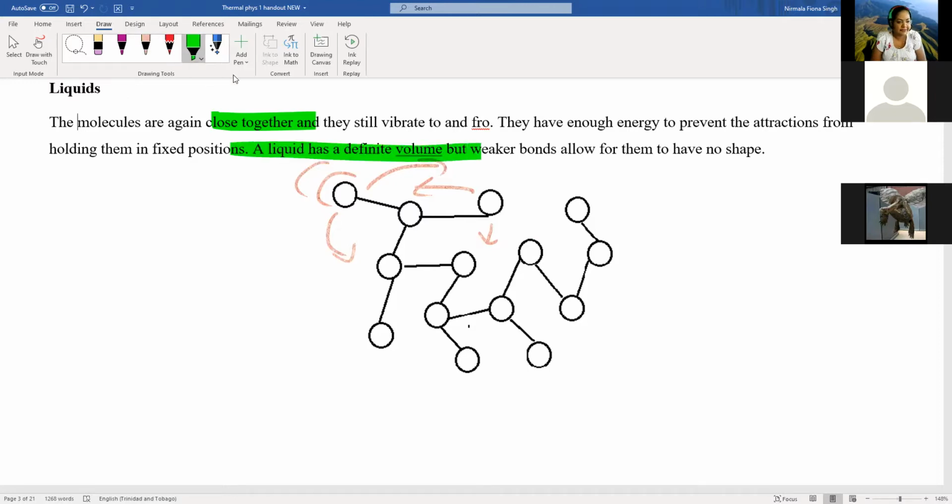A liquid will have a definite volume, that is for sure. A liquid has a measurable volume that does not change, but the weaker bonds allow for them to have no given shape. What does a liquid do? It takes the shape of the container that it is in. So a nice little one, what happens in liquids?